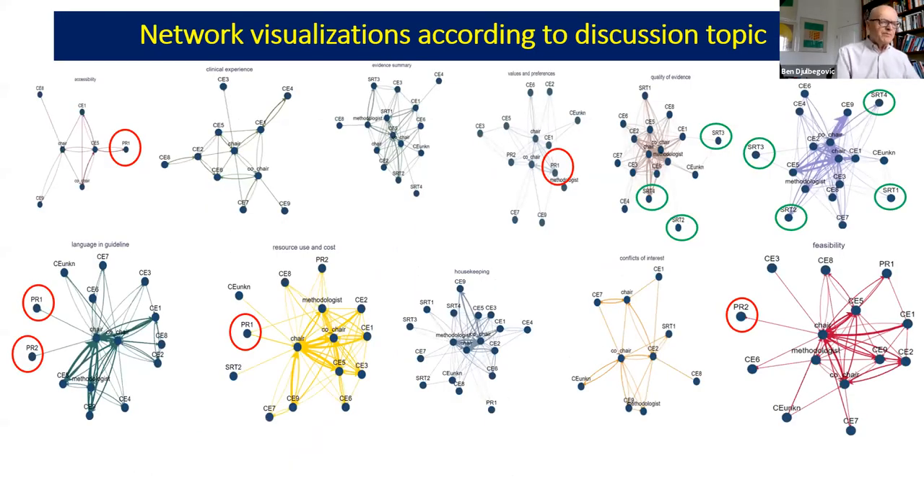When you look further at this visualization, one thing emerged which was a little surprising to us, but interesting nevertheless: almost every single topic that the panel discussed is a different network on its own. If you visualize the discussion about accessibility, about benefits and harms, or quality of evidence, you see a different pattern of interaction. But as you would expect, a patient representative who otherwise participates only 1% of the time in discussion did participate where you would expect them to participate.